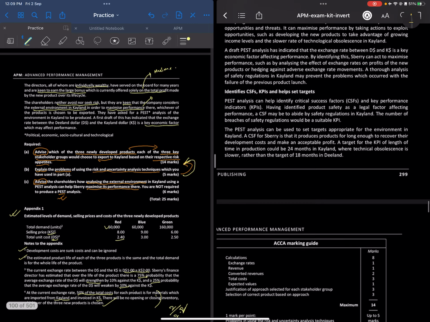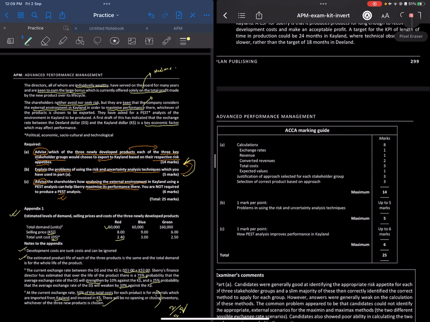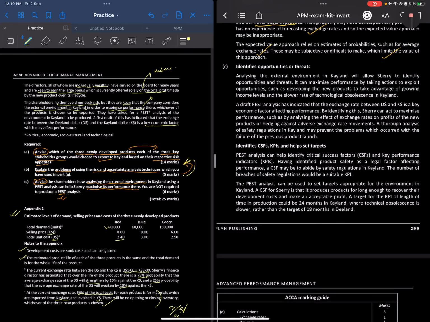Okay, anyways, so what is the calculation mark? So 1 mark per point, and then how best improves performance, it's 6 marks. Analyzing the expected environment in K-land, or external environment, will allow Sberry to identify opportunities and threats. It can minimize or maximize performance by exploiting opportunities, such as developing the new product to take advantage of growing income levels and slower rate of technological obsolescence in K-land.